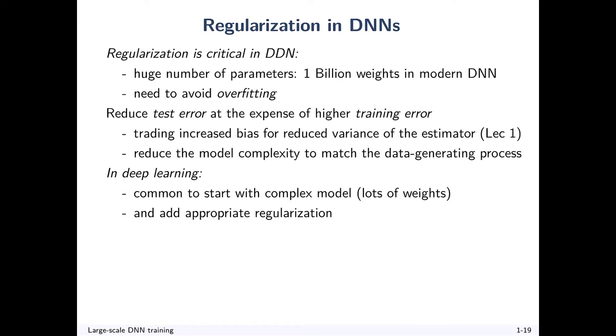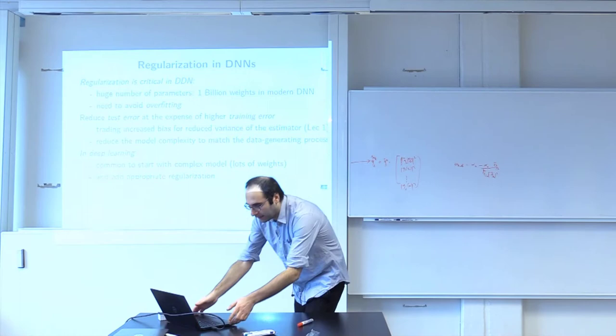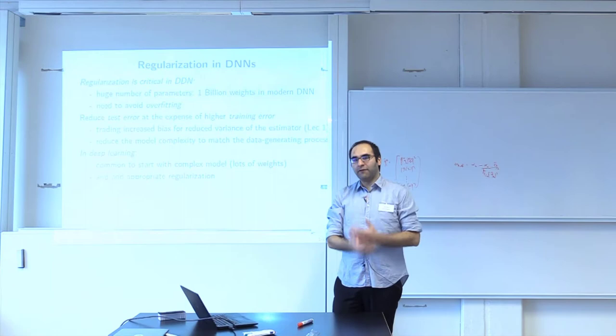Okay, and then finally, I also want to spend a couple of minutes saying something about regularization, because regularization is a very important issue. It's a critical issue in deep neural networks. And why is it a critical issue? Because intuitively, you have a huge number of parameters. In modern deep learning, you have networks which have billions of parameters. So when you have billions of parameters, obviously you need to think about overfitting. Overfitting is a big issue.